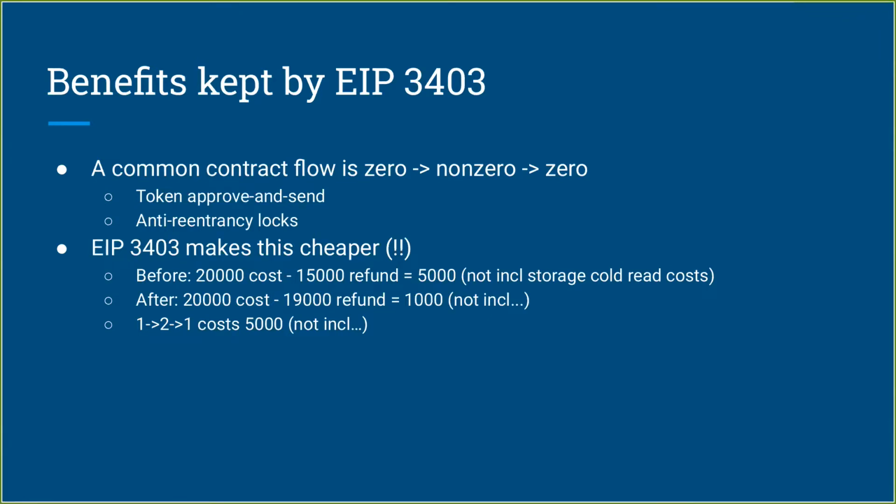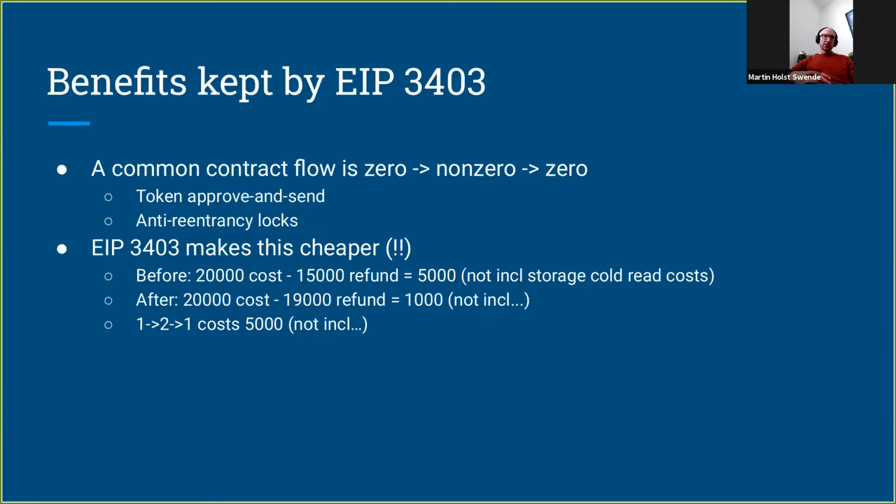Right, I see, hold on. Is that because the 0 to 1 costs only 15,000? It totals up to a refund of 19,900. Oh, I see. So Berlin already adds a higher refund. Okay, then if that's true, that's my mistake. Then this should just read as: EIP-3403 preserves the property that this is cheaper.